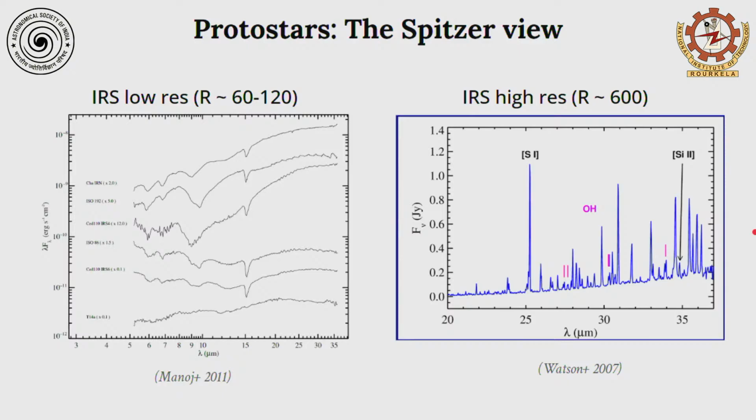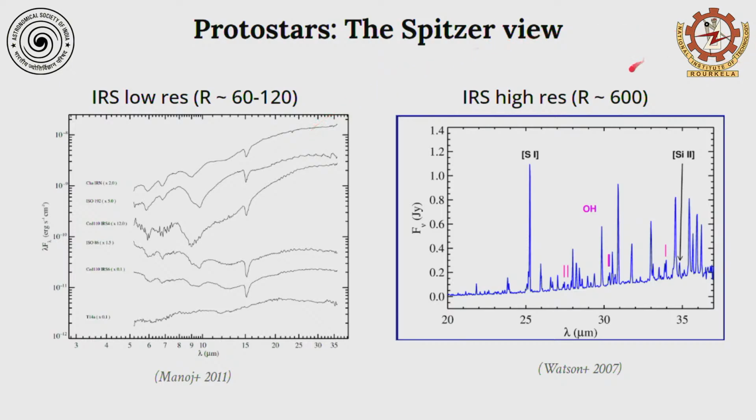So I'll mostly be talking about the protostellar phase and the protoplanetary disk phase. So let's look at the new insight. So what did Spitzer see? This is the mid-infrared spectra of a protostar from Spitzer. Spitzer had both low resolution and high resolution mode. By low resolution I mean resolving power of 60 to 120. You could only see broad ice features and silicate absorption here. You couldn't see emission lines here.